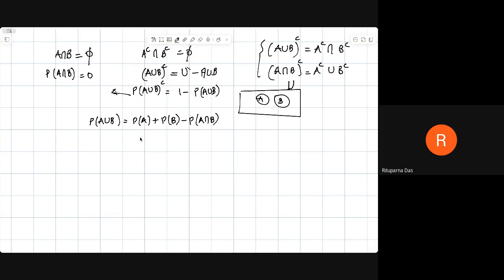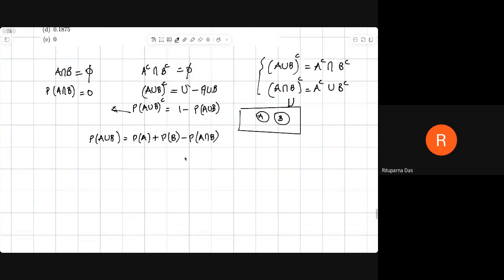So basically we have A complement and B complement are disjoint. So if A complement and B complement are disjoint, this particular set has probability 0. P of A complement intersection B complement is 0, because by De Morgan's law this and this are equal. So we have P of A union B is equal to 1.